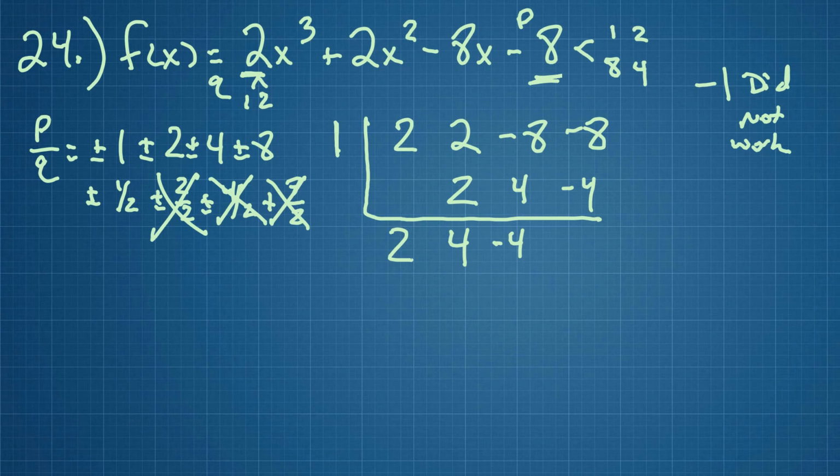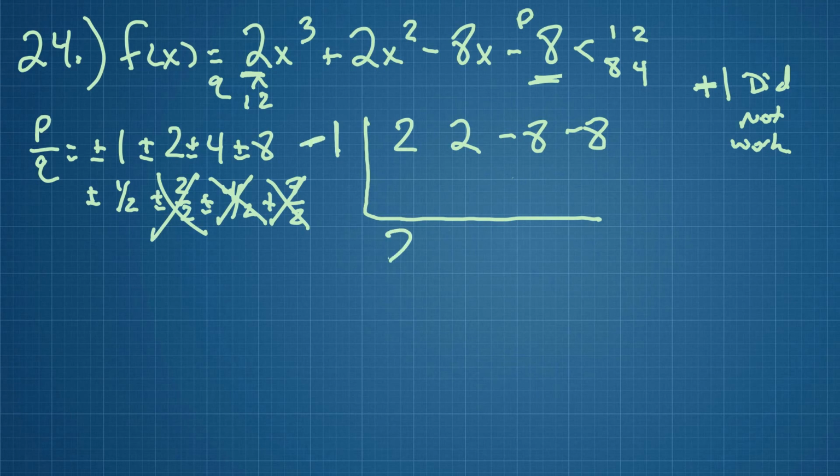Negative 1 did not work. So that means I'm going to try positive 1. Positive 1 did not work. So I'm going to try negative 1. So I'm going to do everything exactly the same. This time I'm just trying negative 1.